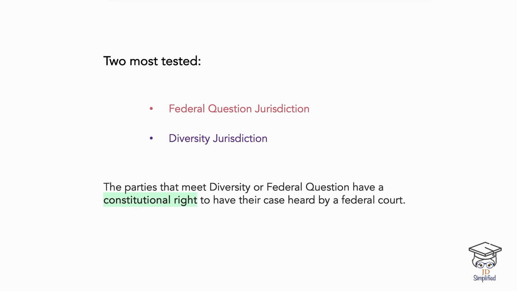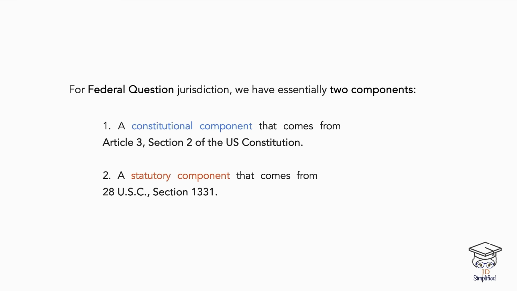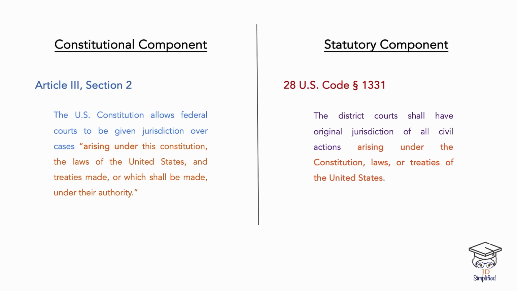Two of the most covered and tested ways of getting into federal court are federal question and diversity jurisdiction. The parties that meet diversity or federal question have a constitutional right to have their case heard by a federal court. For federal question jurisdiction, we have essentially two components: a constitutional component that comes from Article 3, Section 2 of the U.S. Constitution, and a statutory component that comes from 28 U.S. Code 1331. The language of the two is very similar, but their scope and reach are very different. The constitutional authority is much broader than the authority conveyed by the statute.